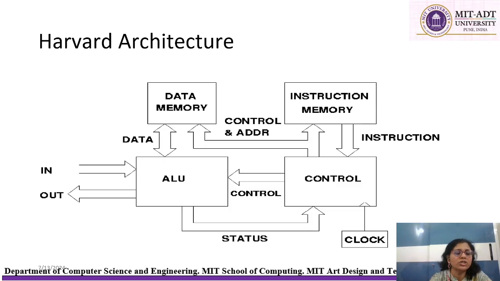Another important feature of this architecture is more efficient memory usage. We can optimize the usage of data and instruction memories as per the requirement. So because of these important features of Harvard architecture, it is very suitable for embedded systems, and it is critically used in real-time applications.